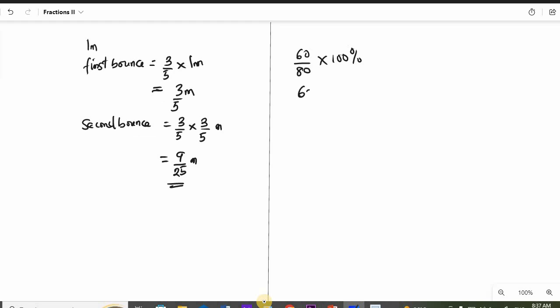So 60/80 times 100%. How do we do this? Now, first we can cancel the zeros here. Then we say 2 goes in here to give us 4, 2 goes in here to give us 3. 2 goes in here to give us 2, 2 goes in here to give us 15, 2 goes here 1, 2 goes here 25. So we're left with 3 times 25, which is 75%.